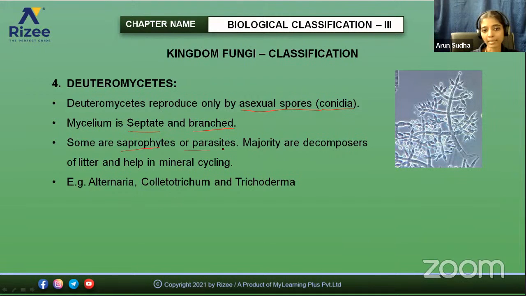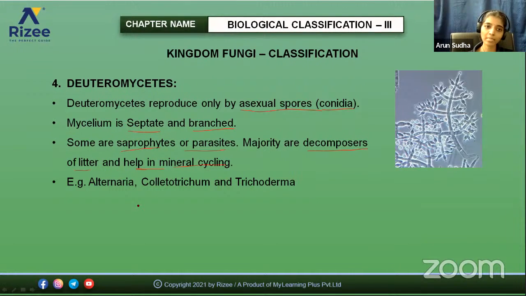saprophytes or parasites. The majority are decomposers. So the deuteromycetes are decomposers of litter, and they help in mineral cycling. So these mainly act as decomposers. Examples are Alternaria, Colletotrichum, and Trichoderma. For example, athlete's foot disease in humans, and also blight disease of potato, are all caused by these species of deuteromycetes.